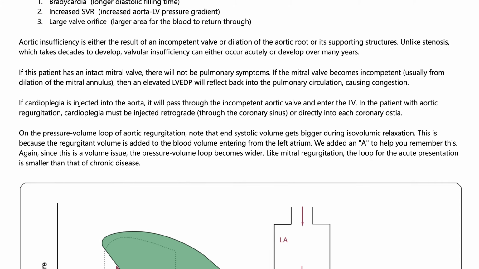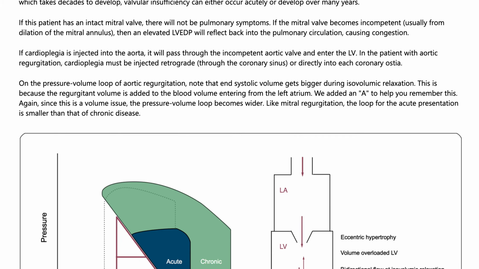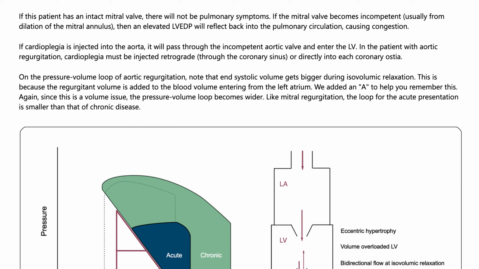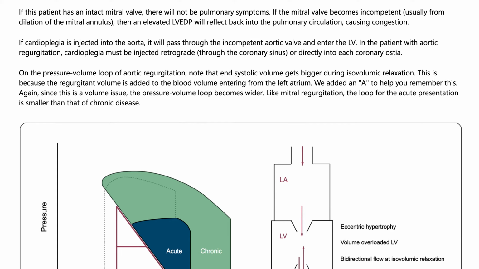In this patient that has an intact mitral valve, there will not be pulmonary symptoms. If the mitral valve becomes incompetent, usually from dilation in the mitral annulus, then an elevated left ventricular end diastolic pressure will reflect back into the pulmonary circulation, causing congestion.